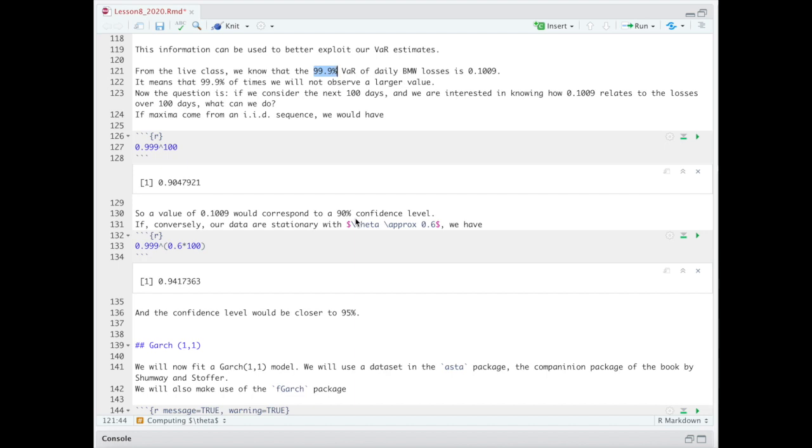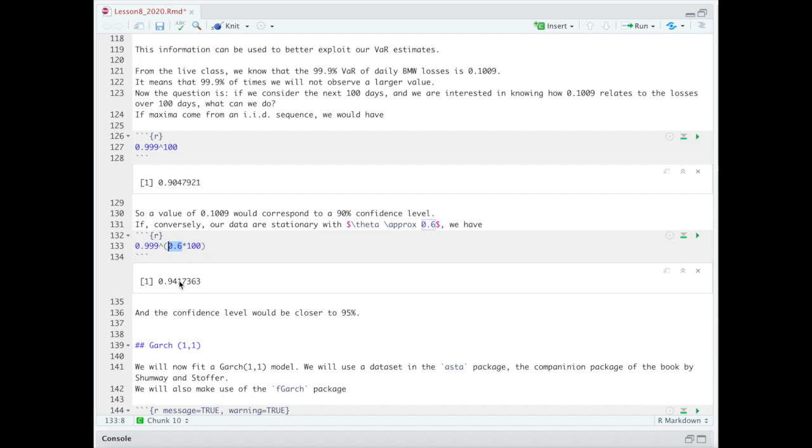If, conversely, we exploit the theta index that we have already just computed and that we saw for losses is around 0.6, we can improve this estimate by taking 0.999 to the power theta n. Okay, so n is still 100, theta is 0.6, so instead of taking everything to the power 100, it is like taking everything to the power 60.